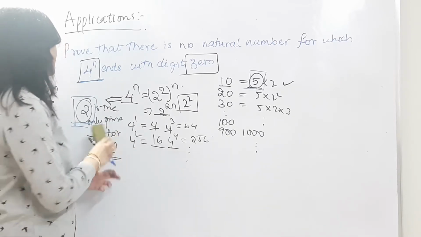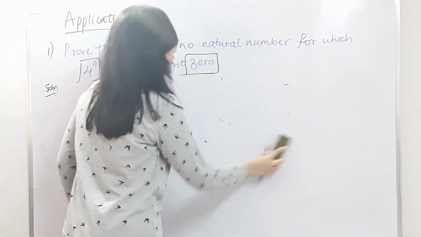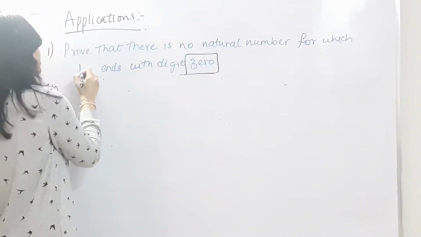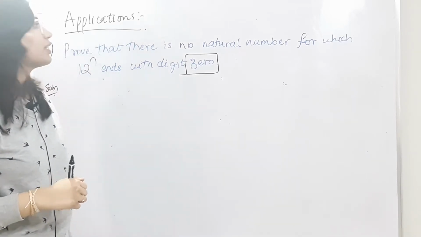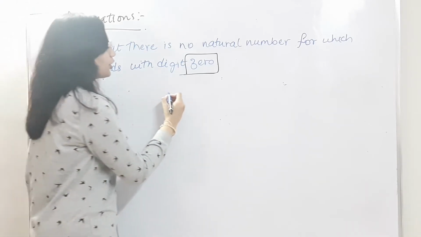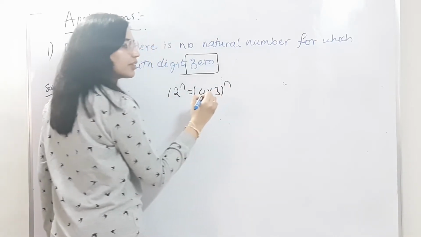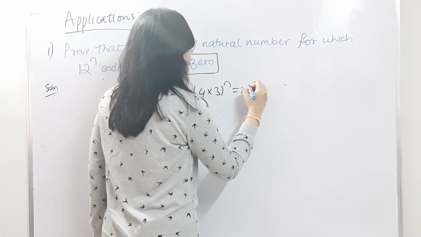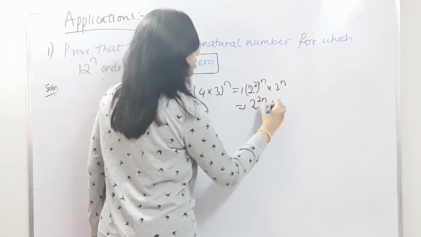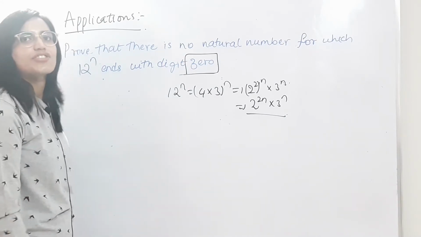In a similar way, if I ask you to prove it for 12 power of n, that means I have 12 power of n here and not 4 power of n. This is the same question. I ask you to prove whether 12 power of n ends with 0 or not. How do you do that? How do you write 12 power of n? Can we write (4 into 3) whole power of n? And can we write 2 square whole power of n into 3 power of n? That is 2 to the power of 2n into 3 to the power of n. This is what you get after you simplify 12 power of n to its prime factors.